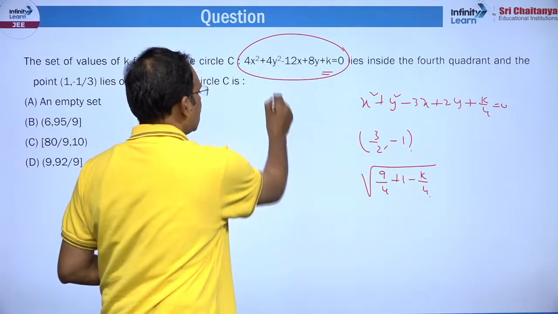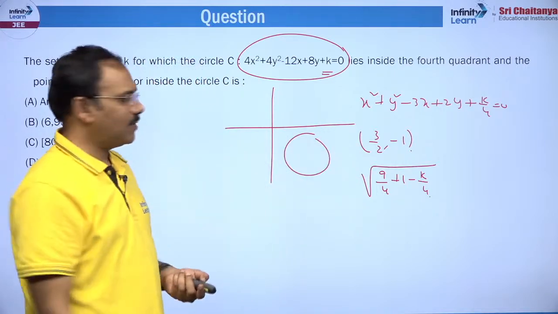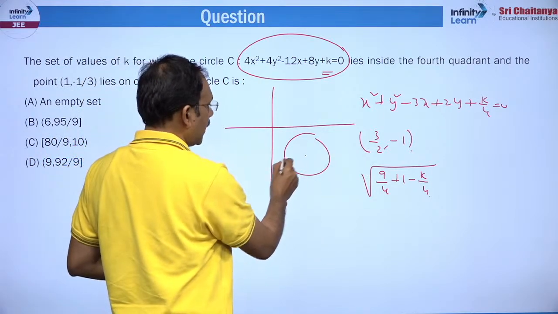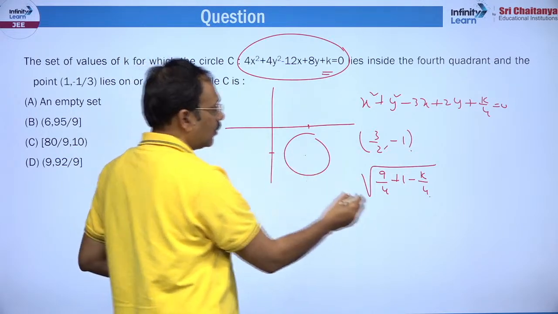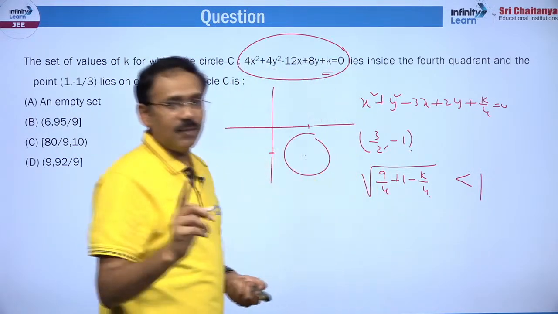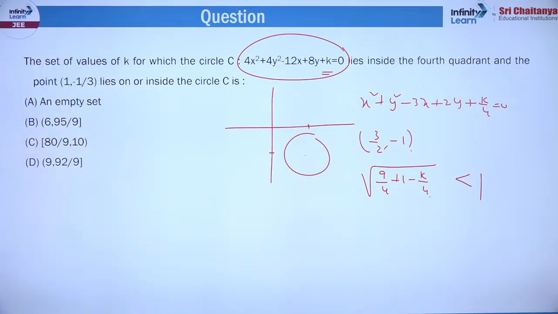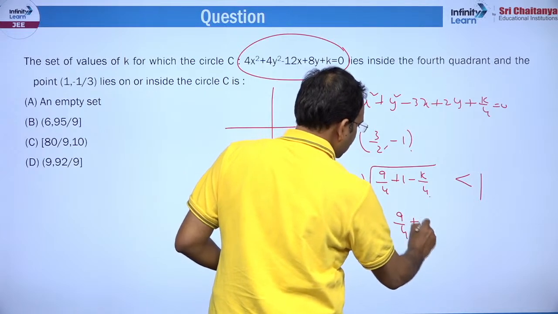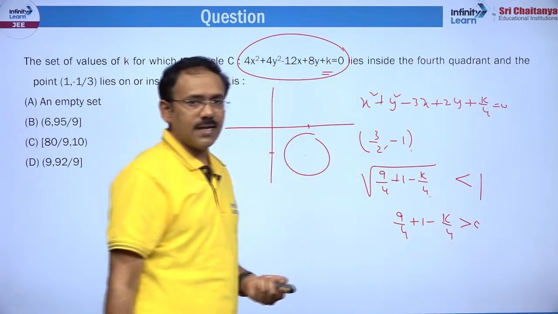So friends, this particular circle must lie completely in the fourth quadrant, means anyhow the center is in the fourth quadrant itself. This point has x coordinate 3 by 2, y coordinate is 1, this is smaller. So radius must be less than 1, point number 1, dear students. And one more thing here, 9 by 4 plus 1 minus k by 4 must be greater than 0. This is the second point.